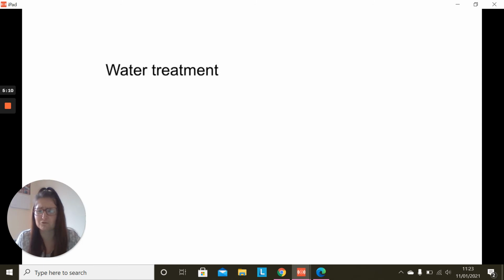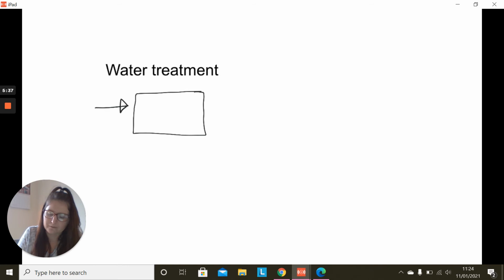I thought the easy way to do it is if I draw it, and then you can answer questions on it. So as you know, we get water. It's got many things inside, things we don't want like bacteria, pollutants, etc. So every single bit of water is treated. Essentially it goes to Welsh Water in Wales. And the first thing that happens is the water comes in, and it goes into a filter.